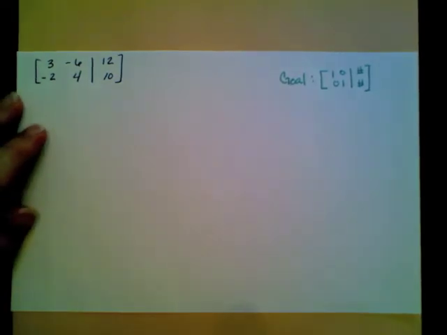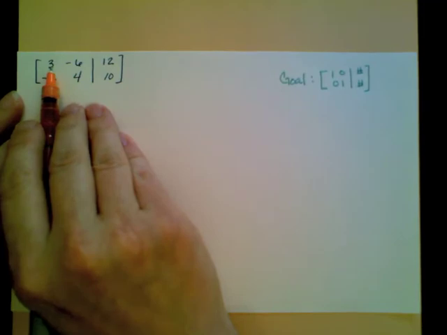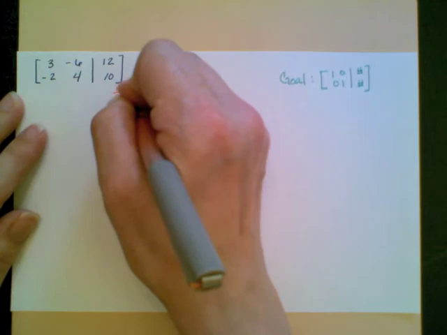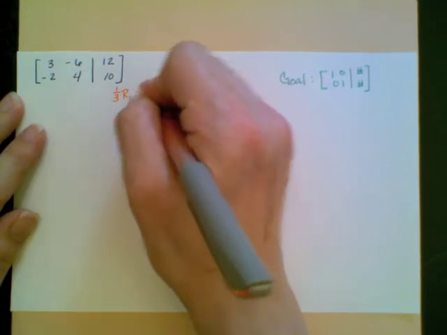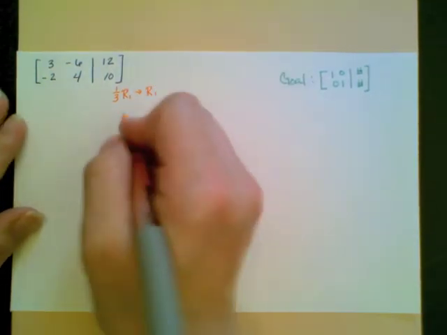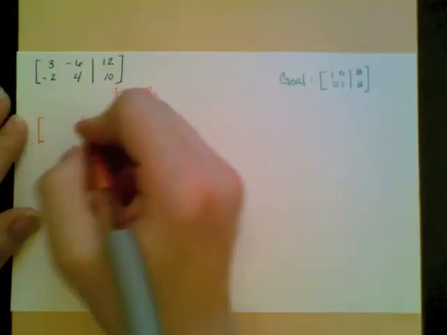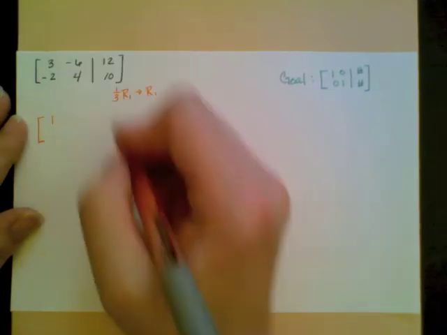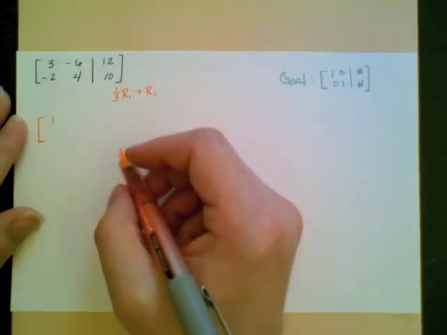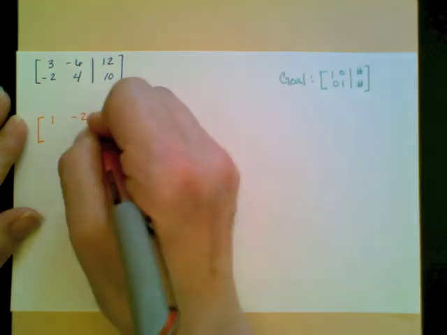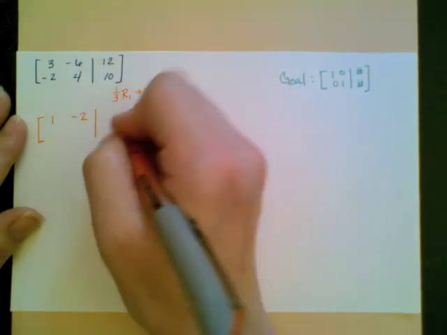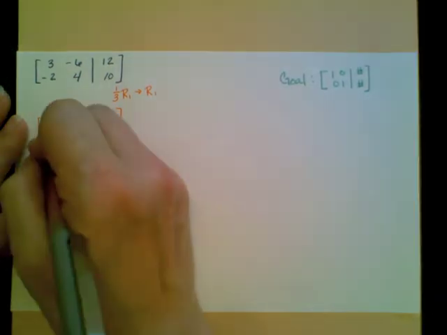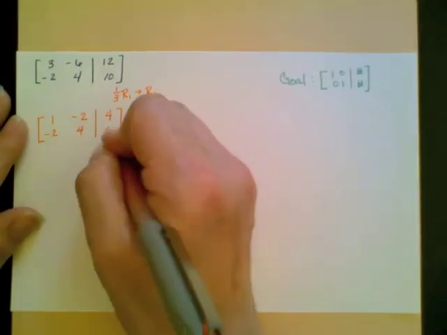So I need to get this 3 to be a 1, which means I want to do 1/3 times row 1, and I store that in row 1. So 1/3 times 3 is 1. 1/3 times -6 is going to be -2. 1/3 times 12 is 4. And I can recopy row 2 because that didn't change.